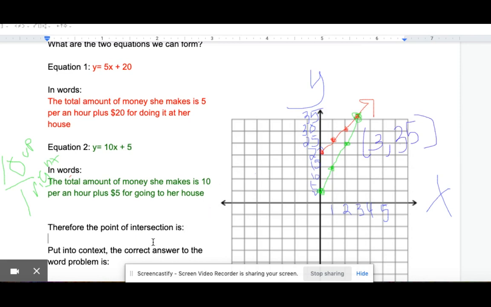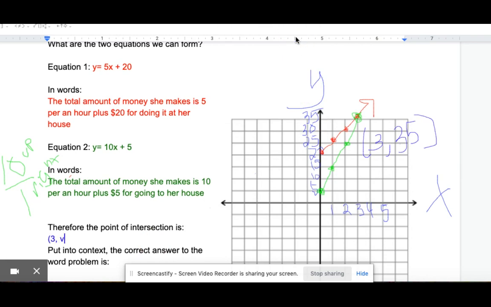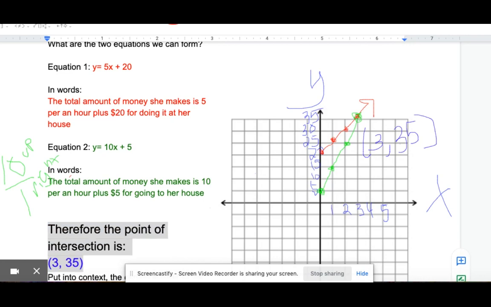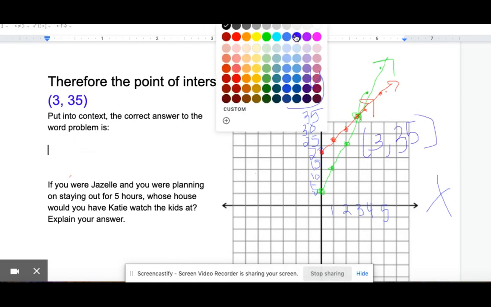Therefore, the point of intersection, if they were asking for the point of intersection, is at 3, 35. And so that goes down here, where it says, therefore, the point of intersection is. Whenever I give you a word problem, you have to respond with a word answer that makes sense in terms of the situation we're talking about.